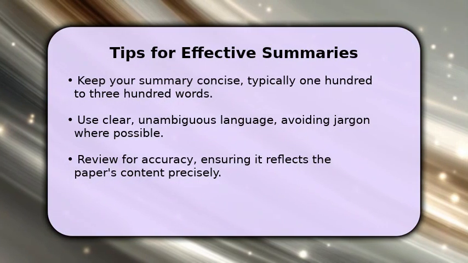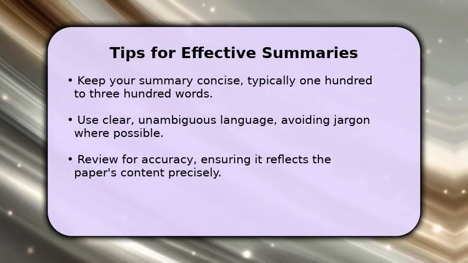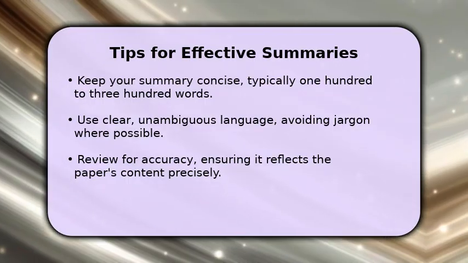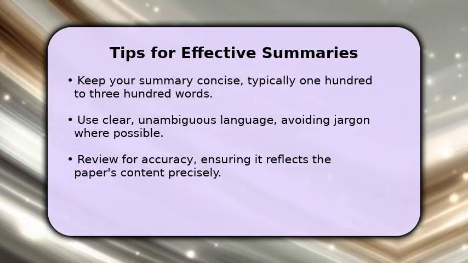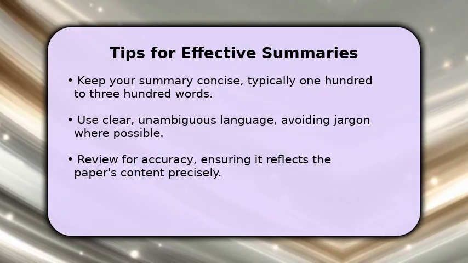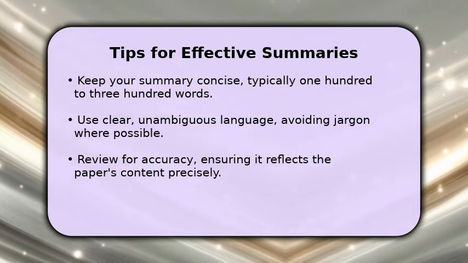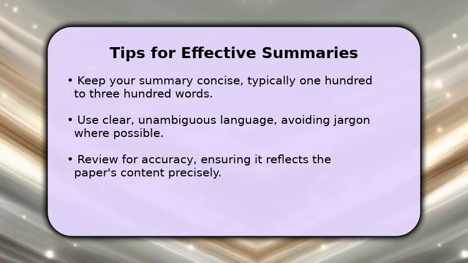To make your summary truly effective, aim for brevity without sacrificing clarity. A good rule of thumb is to keep it between 100 and 300 words, depending on the paper's length. Read it aloud to catch awkward phrasing and ensure it flows well. Always double-check that your summary accurately represents your full research paper.